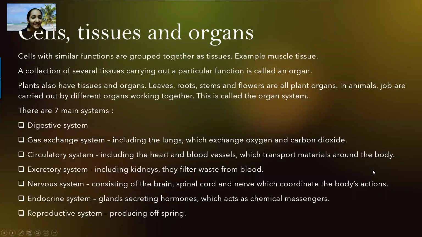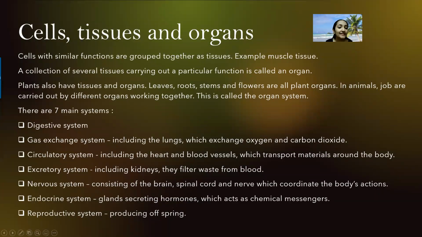Okay. Next, cells, tissues, and organs. Cells with similar functions are grouped together as tissues. Example, muscle tissues. So in our hand, if we are moving it forward and backward, there is a group of muscles which are helping me move it, a group of cells. And these are tissues, muscle tissues.